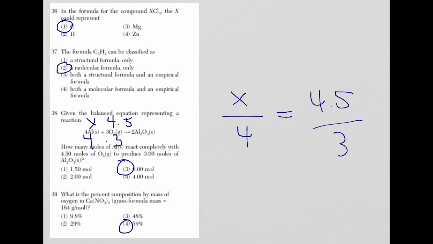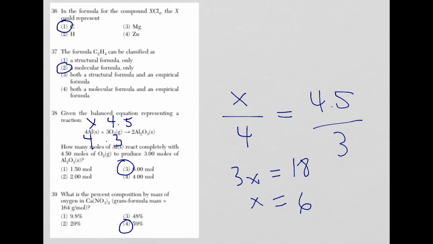I'm going to cross multiply and then divide. I have 3x is equal to 4 times 4.5, which is 18. Now I have to divide by 3 on both sides, and of course 18 divided by 3 is 6, so my answer is 6.